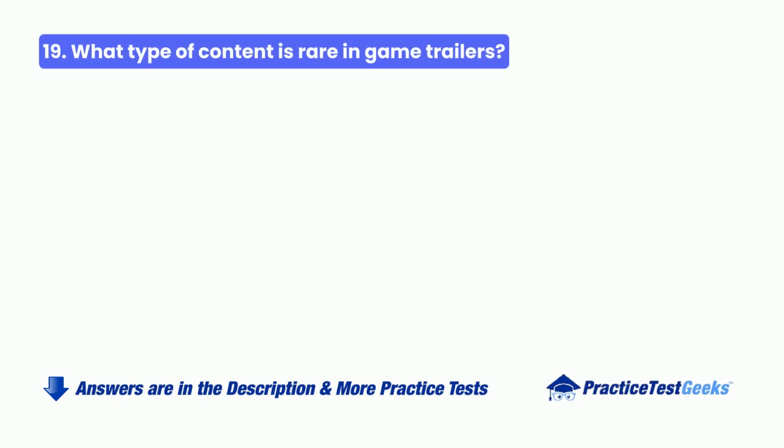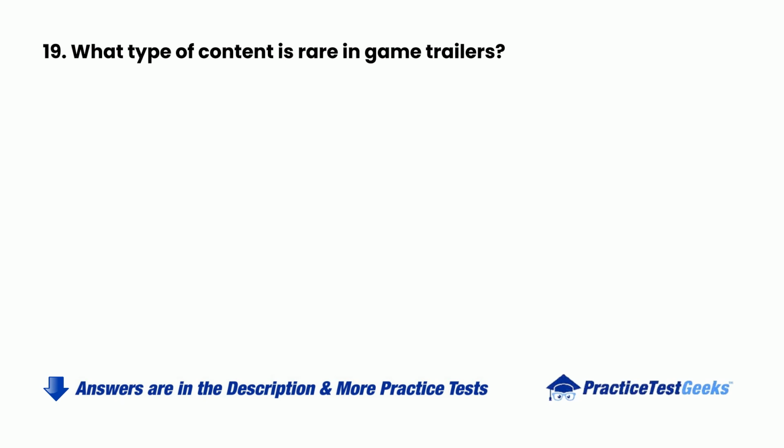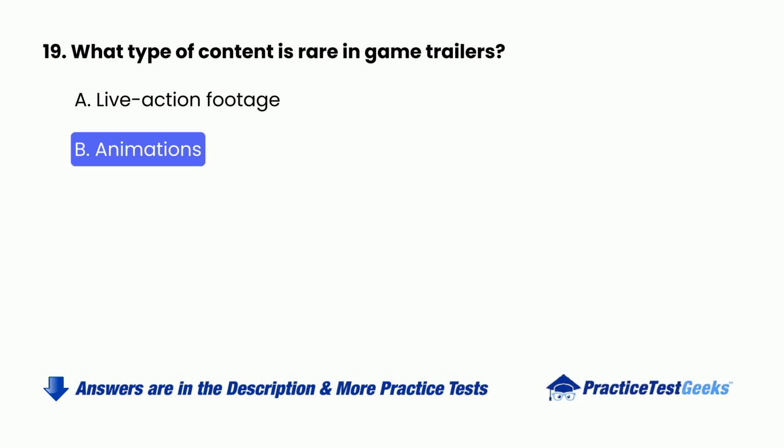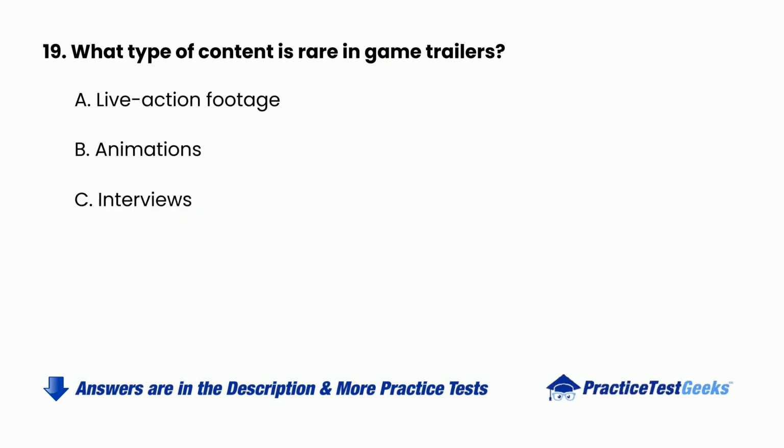19. What type of content is rare in game trailers? A. Live-action footage. B. Animations. C. Interviews. D. Cutscenes.